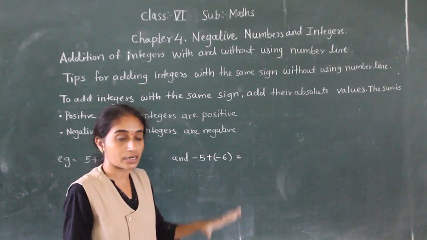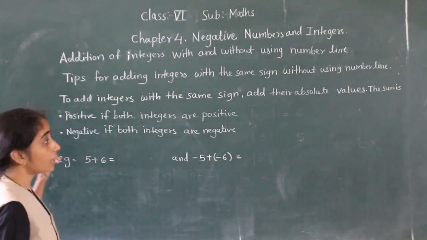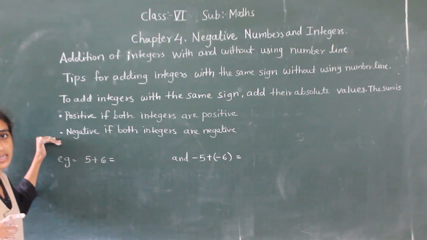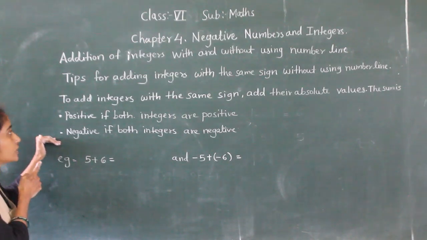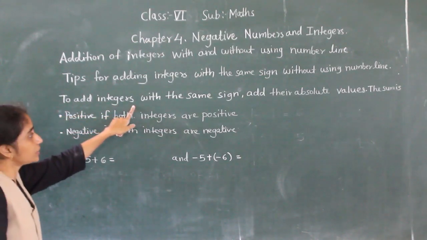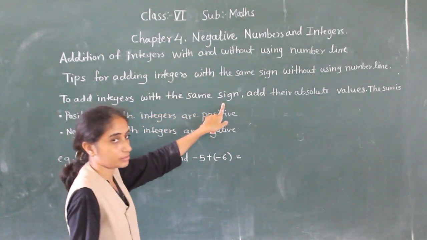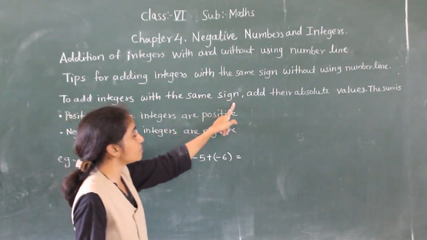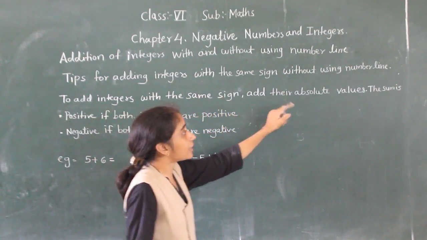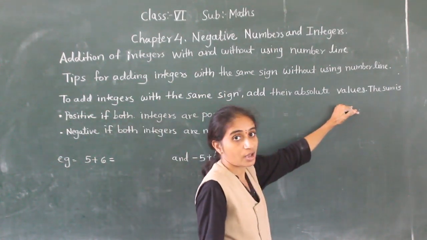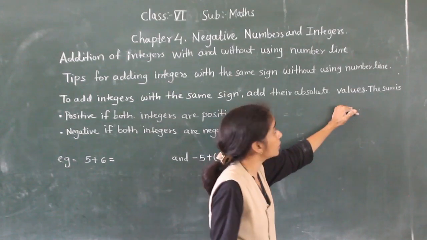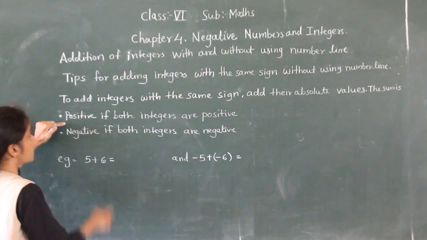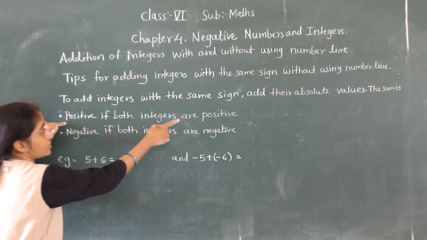Now we are going to learn without using the number line. See, here I have written some tips. You should understand the stuff written on the board. Focus on this now. To add integers with the same sign, add their absolute values. Now you have learned what absolute values are.